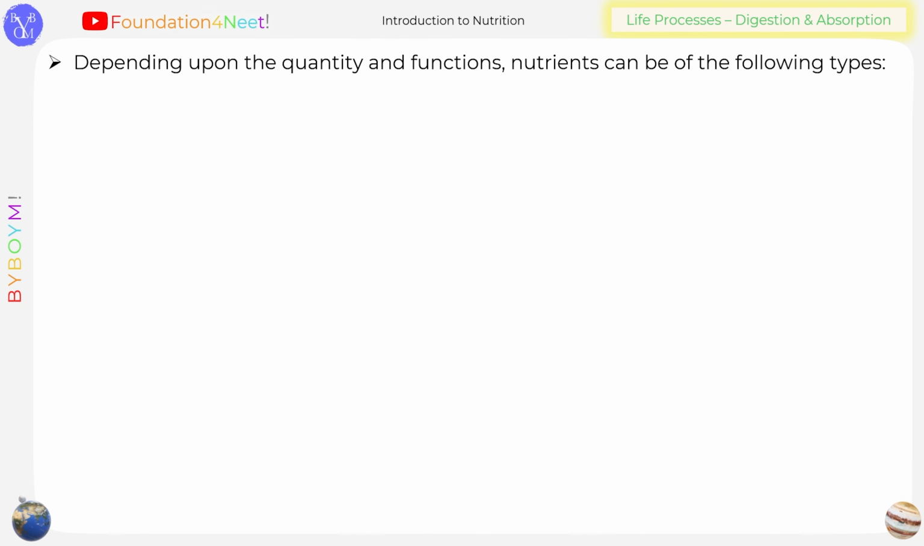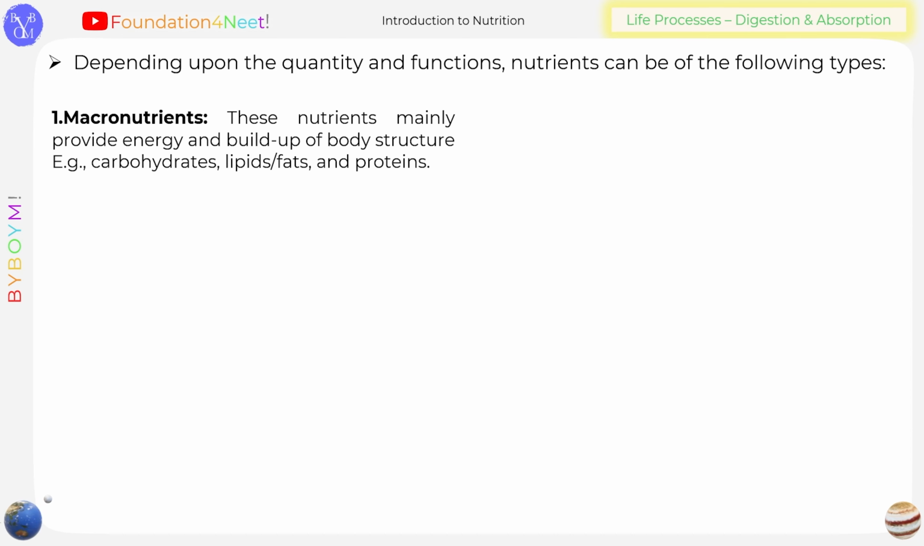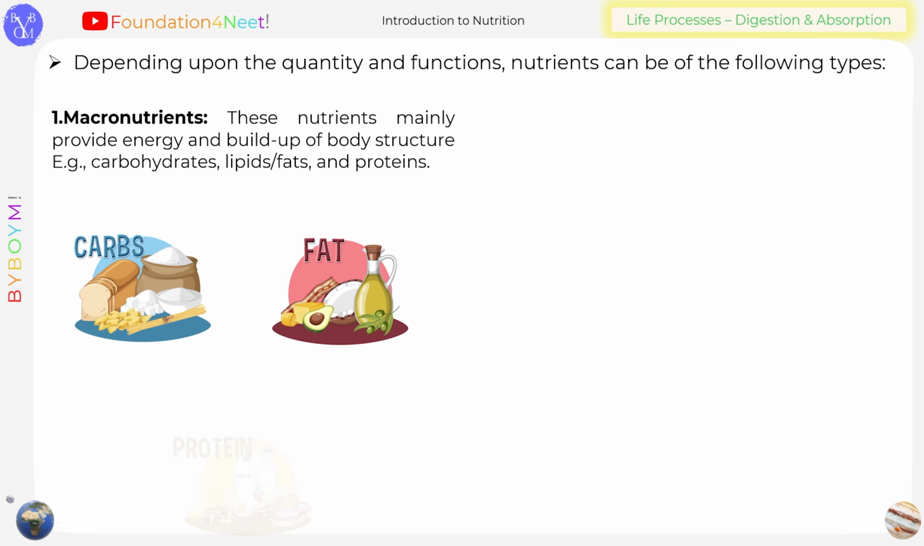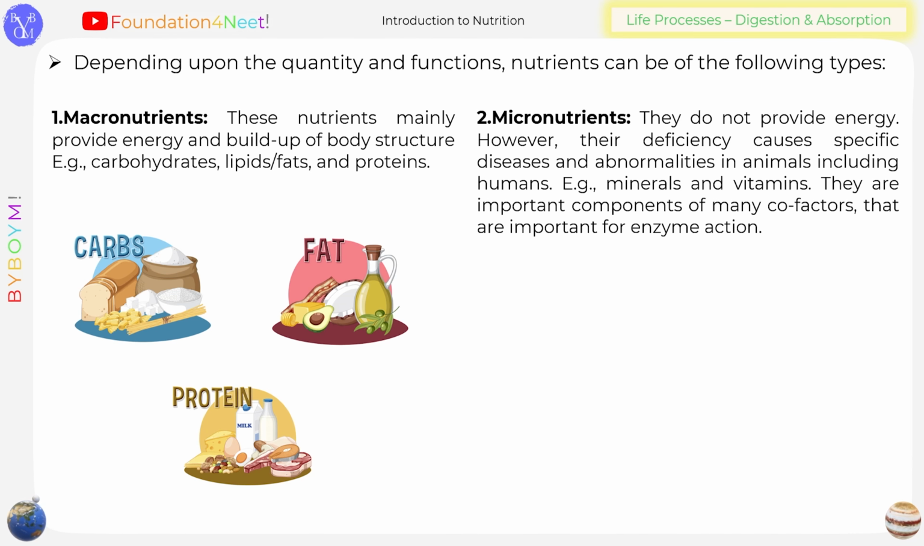So now, depending upon the quantity and functions, nutrients can be of the following types. If they are required in large quantity, they are called macronutrients, and these nutrients mainly provide energy and build up body structure, so they are the material for bodybuilding. Carbohydrates, fats and proteins are the major macronutrients.